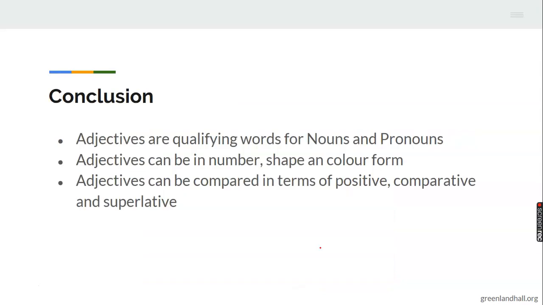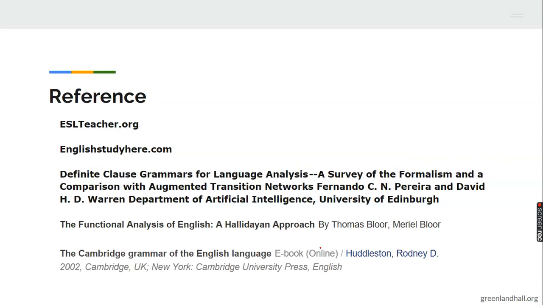Then in conclusion, I have said adjectives qualify nouns or pronouns, and they can be in number, in shape, in color, and they can compare in terms of positive, comparative, and superlative. And I believe this is just a reminder of what you have done before. You are quite familiar with the topic. Then for reference, try and go through these books. They will help you and boost your knowledge of adjectives, because adjectives help in writing well. With them, you can describe events. You can describe things in lovely ways that will capture the imagination of the reader, that will keep the reader stuck to you. So the knowledge of adjectives will not only boost your spoken English, it will boost your level of writing.